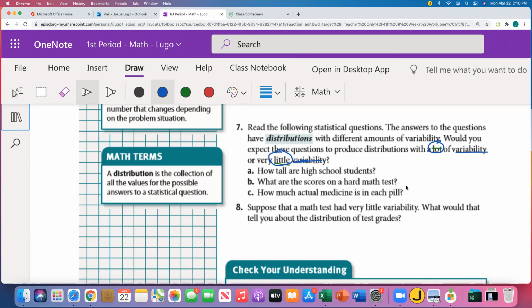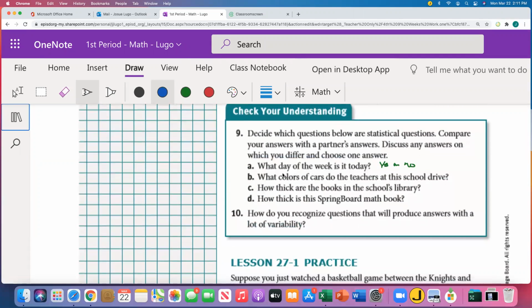The scores in a hard math test. When you guys take a hard test, do you notice that there's a lot of difference in the scores, or are they all generally the same? How much medicine is in a pill? If you have a pill from the same jar, do you expect there to be the same amount of medicine in each pill, very little variability, or a lot of variability? Each pill is going to have a very big difference or a significant difference in the amount of medicine that is in each pill. And then for number 9, all you're saying is yes or no.